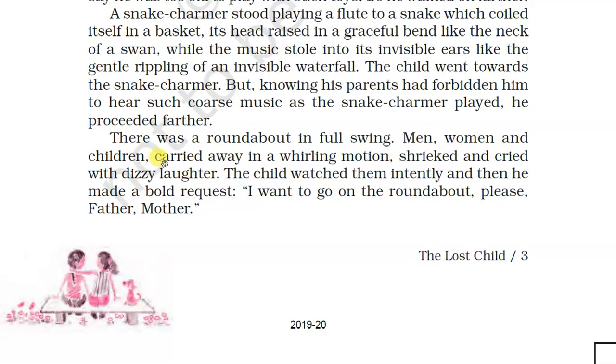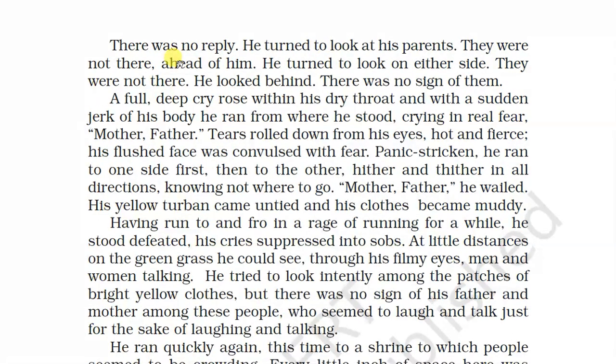So they were laughing loudly, and the child watched them intently. Intently means keenly, full of interest. And then he made a bold request to his father: I want to go on the roundabout. Please, father, mother, I want to sit in the merry-go-round. There was no reply from the father and mother. No reply came from his parents.